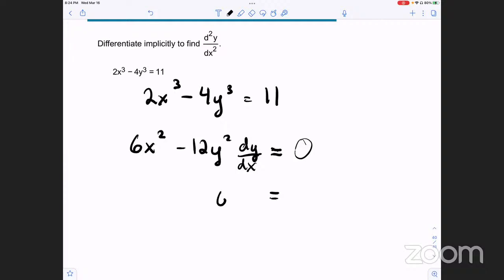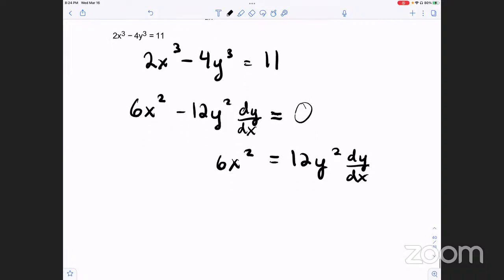So we can add that term on the other side, okay? Then we'll get 6x squared equals 12y squared dy by dx. I did that so we can be working with positive values. Then divide both sides by that 12y squared. So ultimately, dy by dx ends up being x squared under 2y squared, because 6 divided by 12 is a half, right? We get something like this.